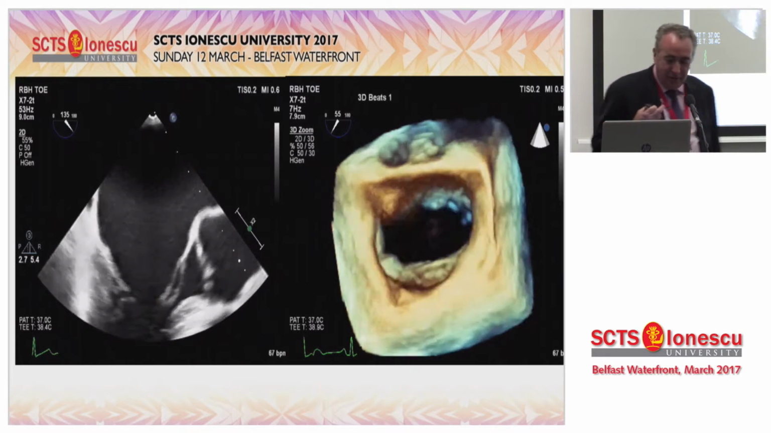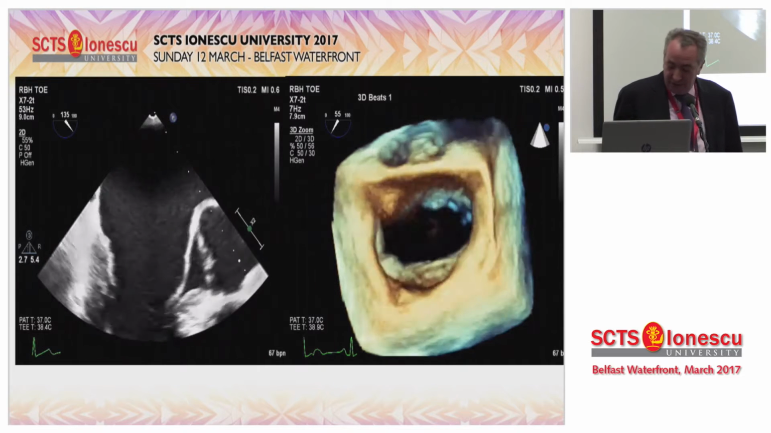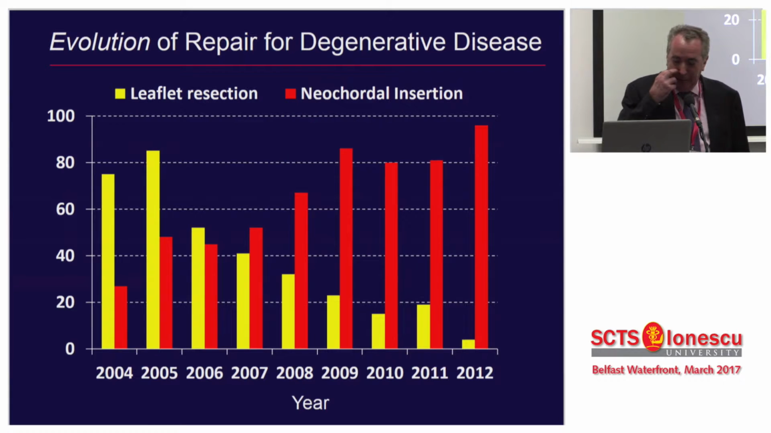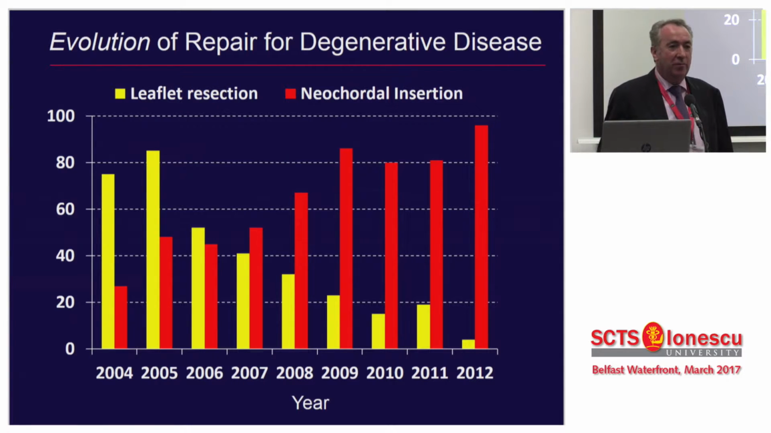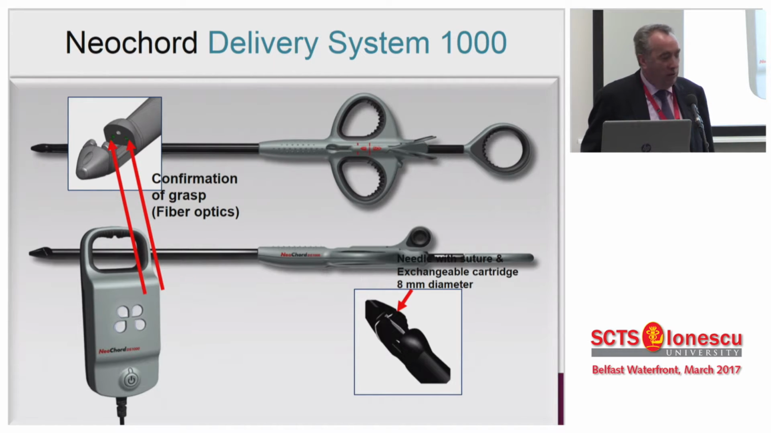So getting back to degenerative disease and the type of things that we as surgeons do. Well, what we do, and I think you've heard some of this already, basically we use neocords to repair these valves, often with an annuloplasty band or ring. So can we do this by a catheter-based approach? Well, the answer is yes. I think many of you have probably seen this system. It's been around for a few years now.